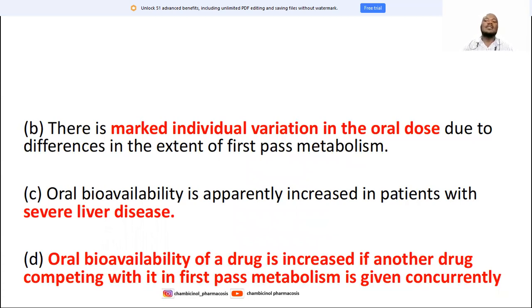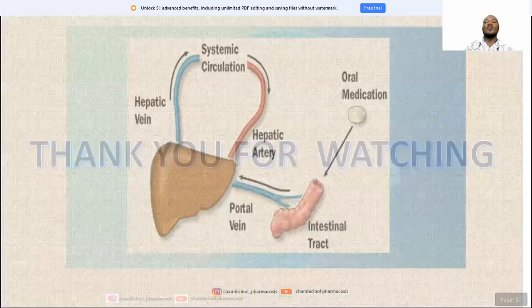And as I said, there is individual variation in first-pass metabolism among individuals. And oral bioavailability can be increased, especially in patients with liver disease. If you want to increase the oral bioavailability of a drug, it can be increased by taking another substance which can compete in the first-pass metabolism, so that the other substance competes and the drug is not metabolized in the liver, which increases the plasma concentration.